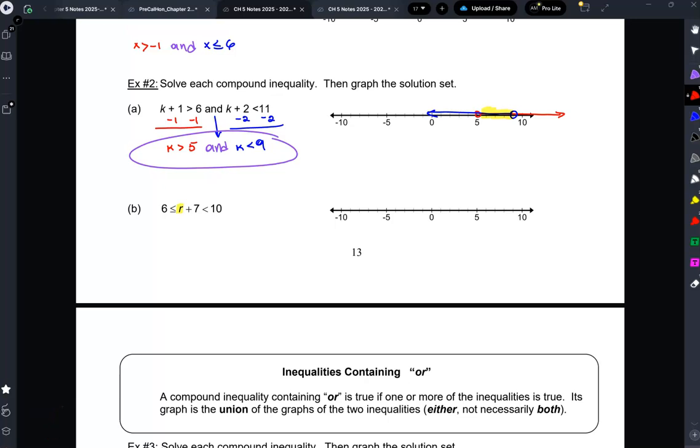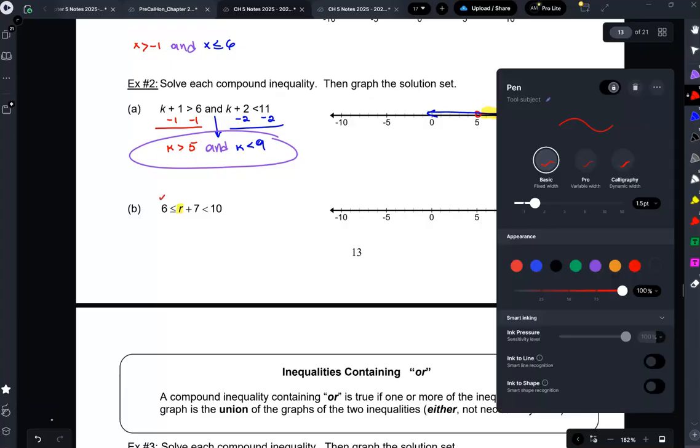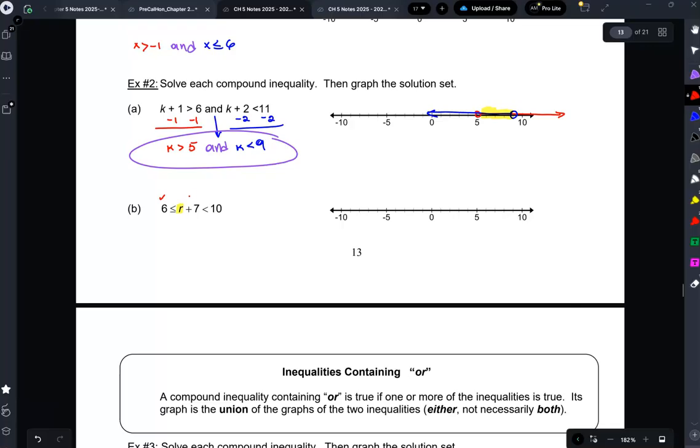Okay, so to get the r alone there, I need to subtract 7. However, how many regions are there here? There are, let's see, 1, 2, 3 regions. Do you see this? Right? There are 3 regions. So when I do minus 7, I have to do it in all 3 regions. Okay? So here I get negative 1 less than or equal to r, less than or equal to, or less than 3.